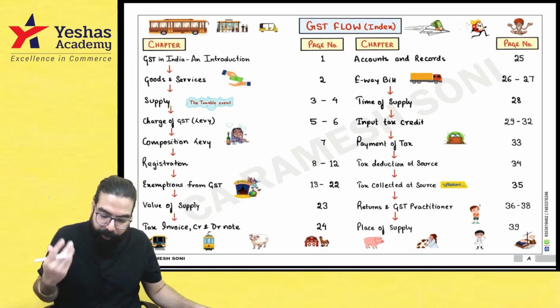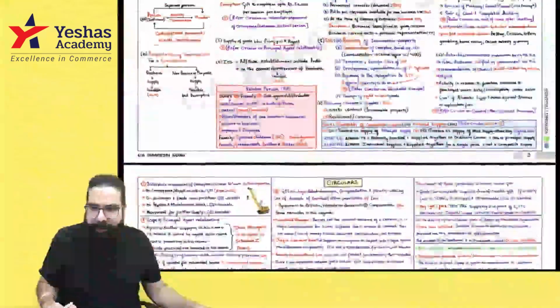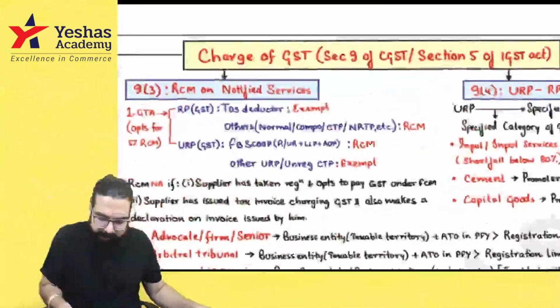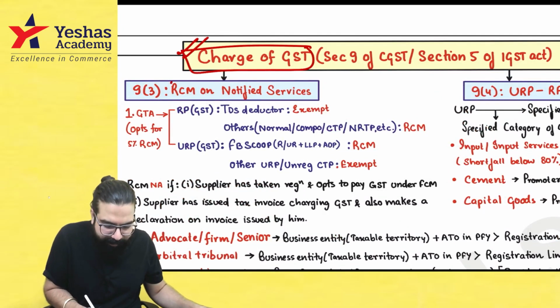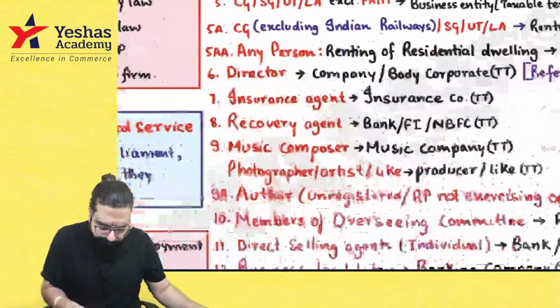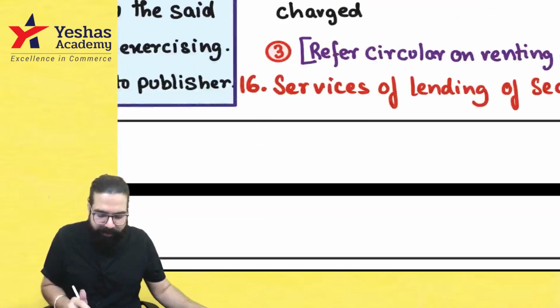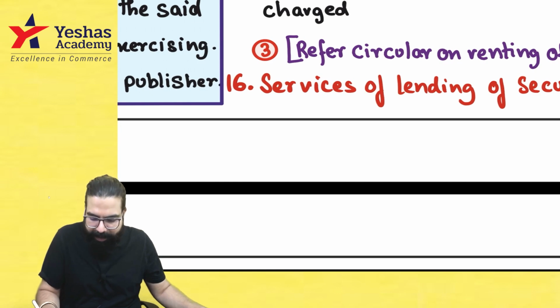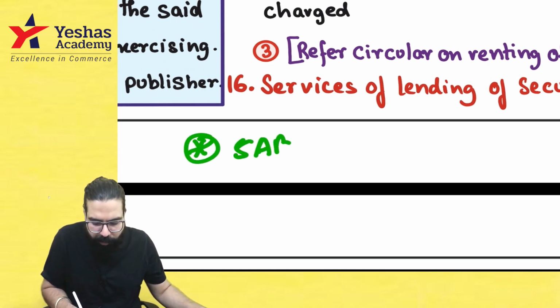Sir, can you please tell in the chart where is this? When we used to go ahead, in the supply chapter there is no amendment. When we used to learn the charge of GST chapter, in charge of GST there used to be RCM, reverse charge mechanism. In reverse charge mechanism, after entry number 5AA, one more entry has been added which is 5AB. So what is the entry everyone? The entry name is entry number 5AB. One new entry has been added.